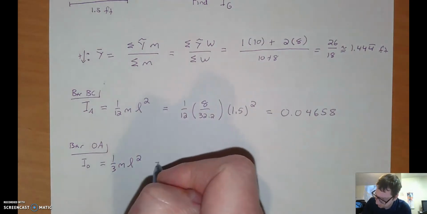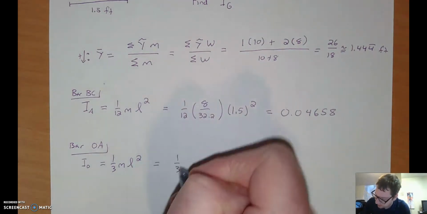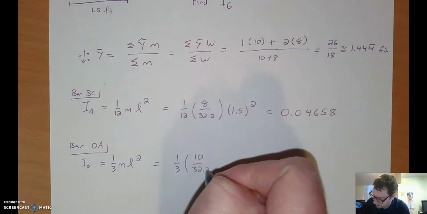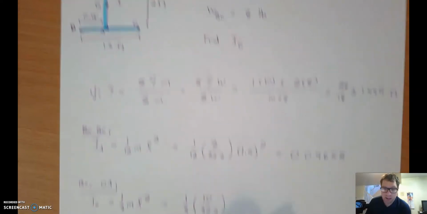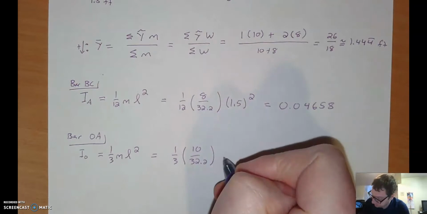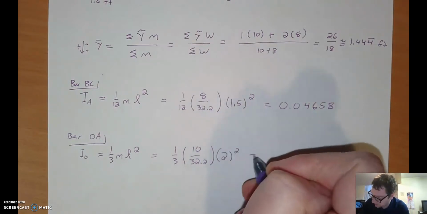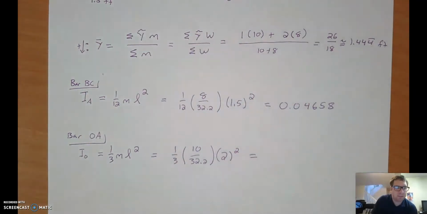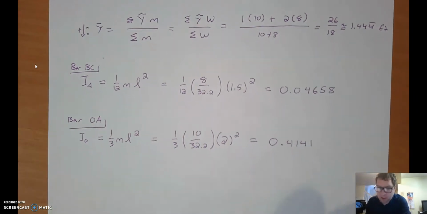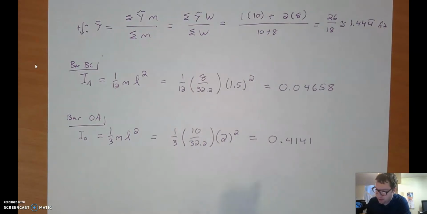All right. So again, we'll just plug in all of our numbers. Our mass will be 10 divided by 32.2. In this case, our length is 2 feet, and we'll square that. And I'll be right back with that number. All right, and so it ends up being 0.4141.